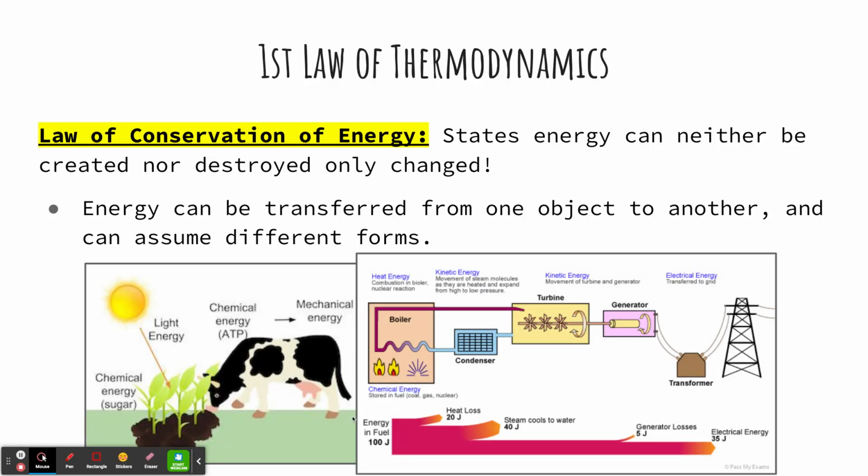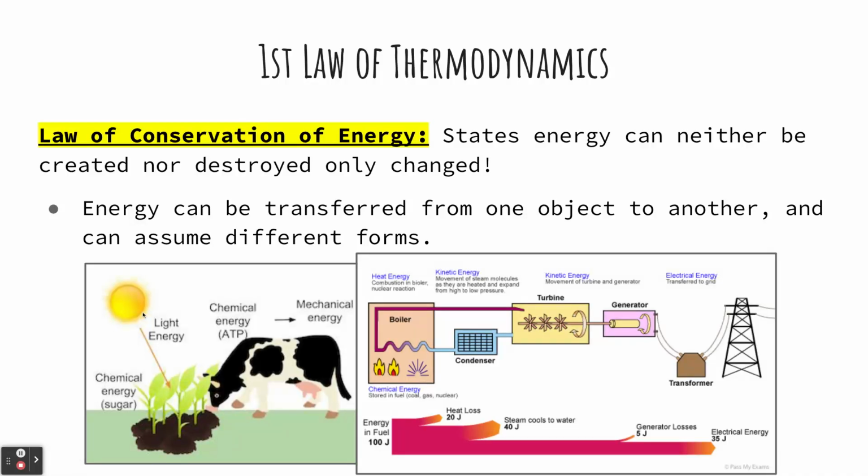So the first law of thermodynamics is the law of conservation of energy, which states energy can be neither created nor destroyed. It can only be changed. Energy can be transferred from one object to another and can assume different forms. So guys, these two diagrams here really illustrate this point well.